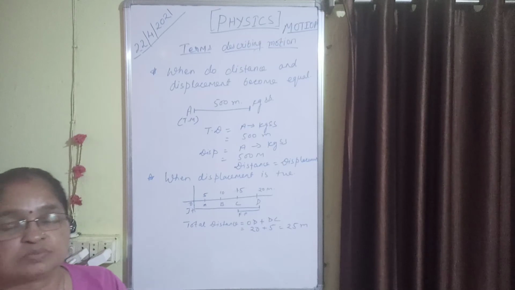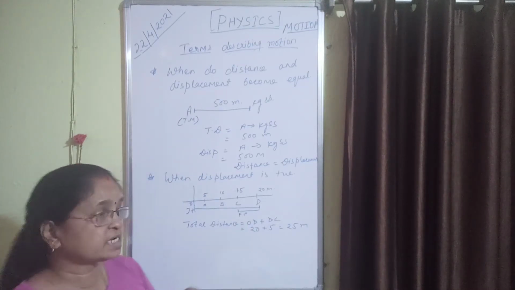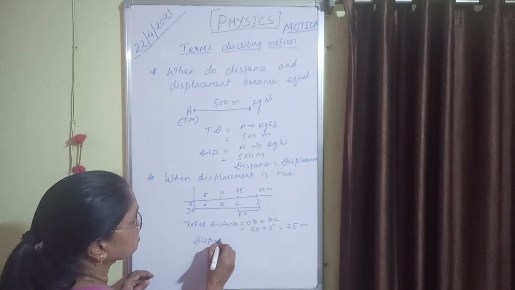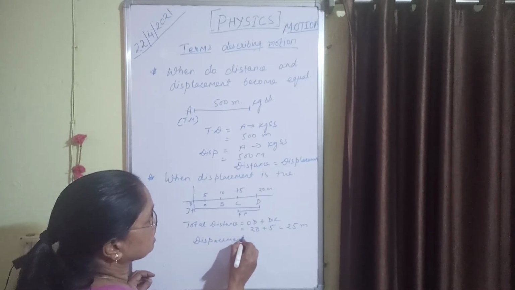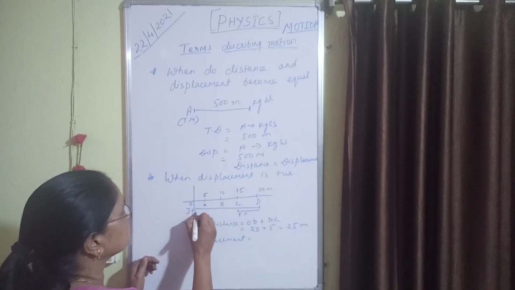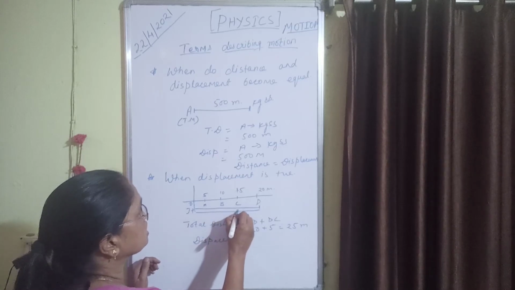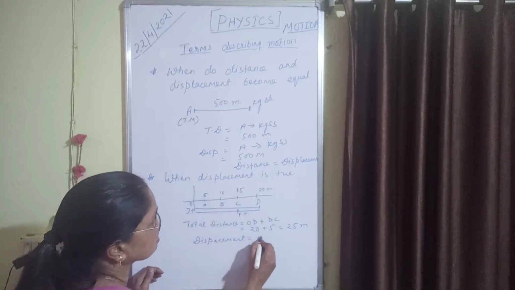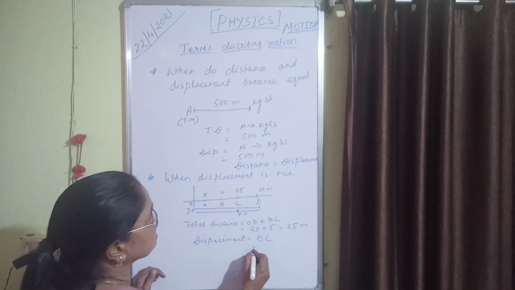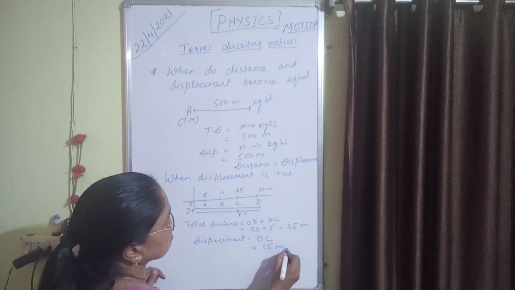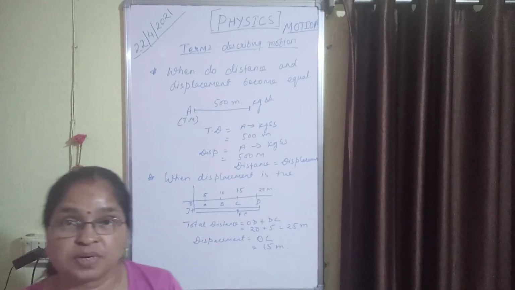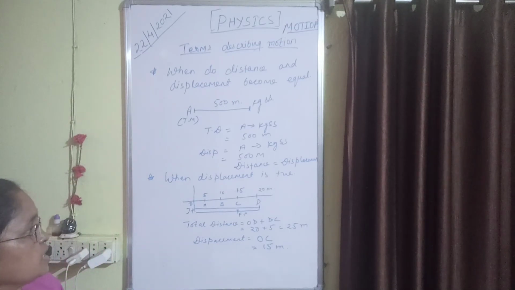This is the total distance. But again, if I ask you to calculate the displacement, how will you calculate it? See here, displacement is again from initial position to final position, and the initial position to the final position goes from O to C. So we can write it as 15 meter. So like this we are calculating. This one is also positive, but distance is not equal to displacement.